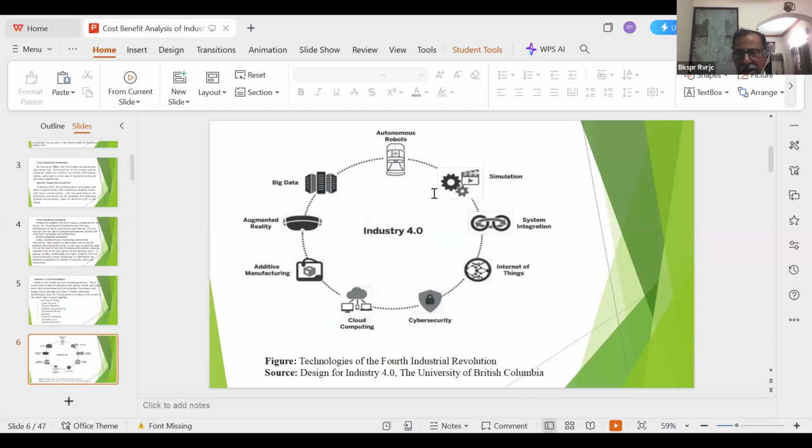Yes, this is the diagram. Technologies of the fourth industrial revolution identify these 9 pillars. This diagram was designed by Industry 4.0, the University of British Columbia.